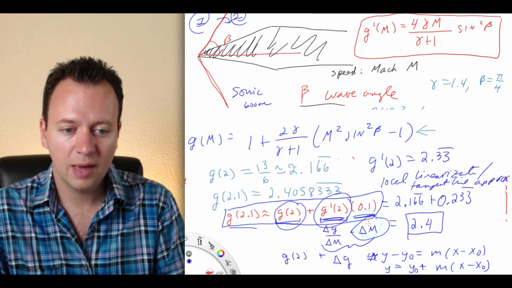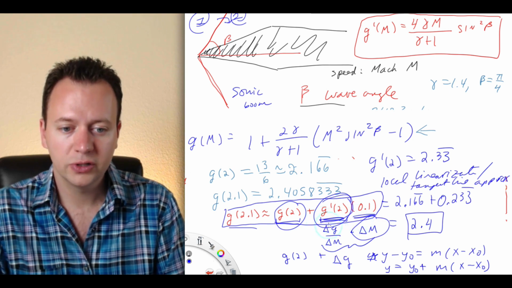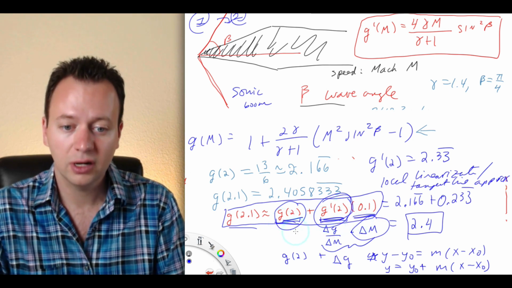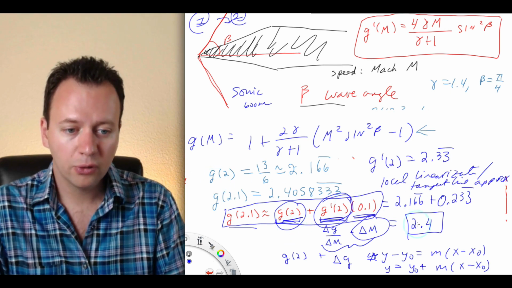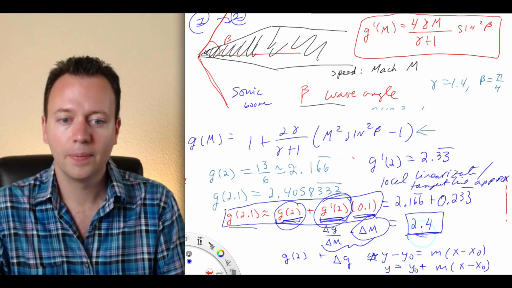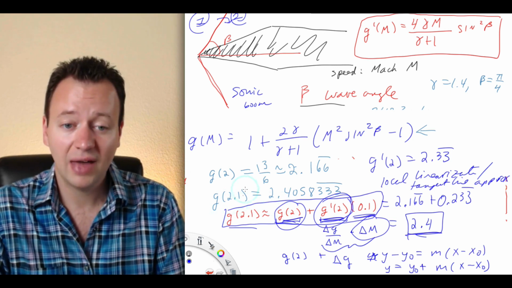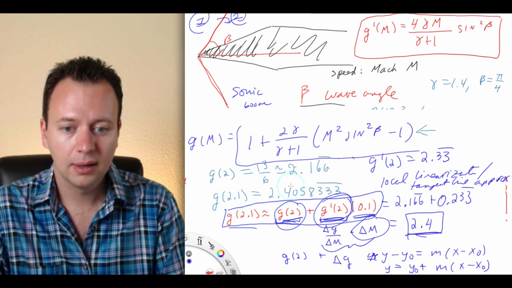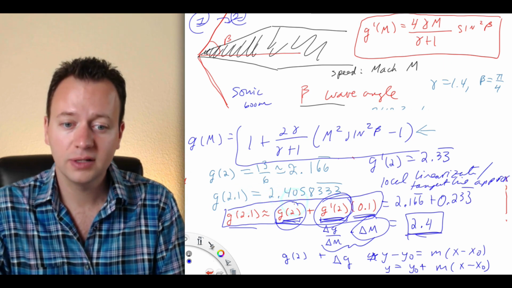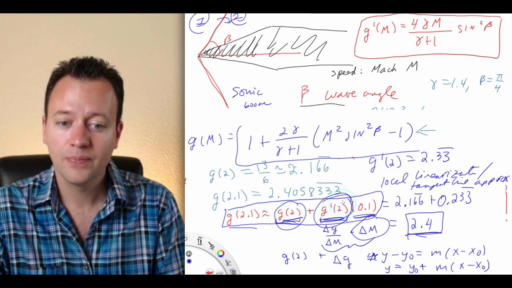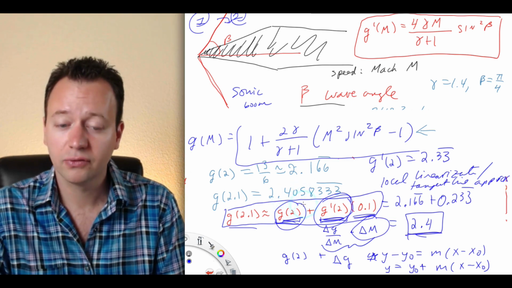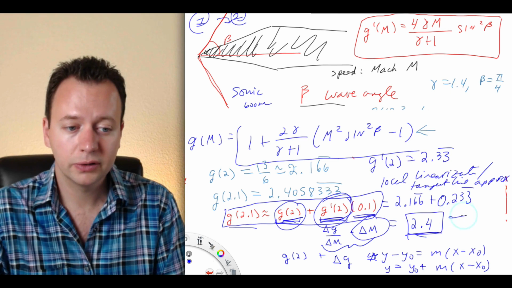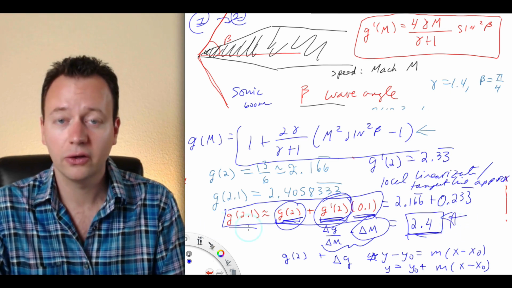So my change of m is 0.1, my slope is the derivative, and I add that to the starting value, so the starting value of g at the point 2, and I approximated 2.4, which is pretty close because the exact value of this equation for m equal to 2.1 is 2.40583333. So I'm less than 0.006 off. So pretty close approximation to the exact value at 2.1.